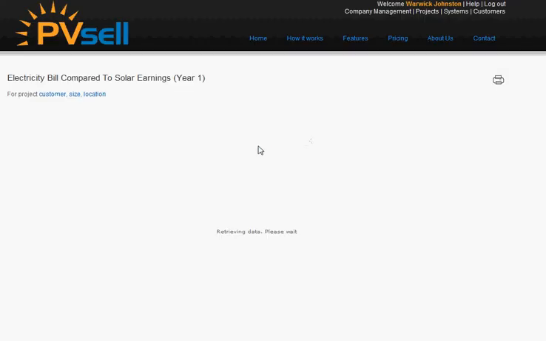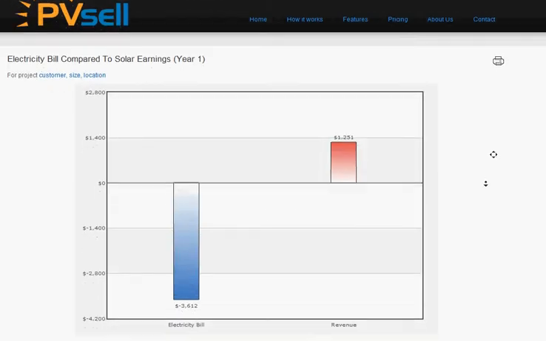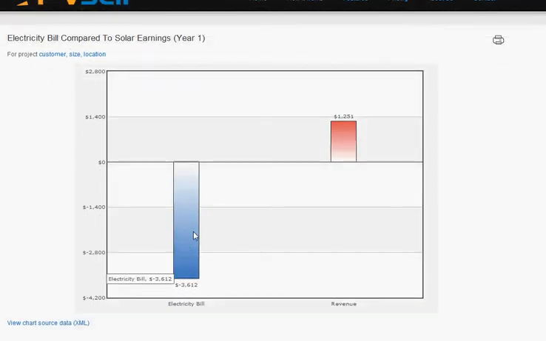The next chart we're going to have a look at is the electricity bill compared to your solar earnings. This shows an estimate of your electricity bill based on your tariff and your consumption level and any standing charges that may apply, versus the revenue or savings that you may get from your solar power system in the first year. Now, of course, your electricity bill will increase and your revenue will also increase over time, so those figures will change, but this is what the situation is in year one.